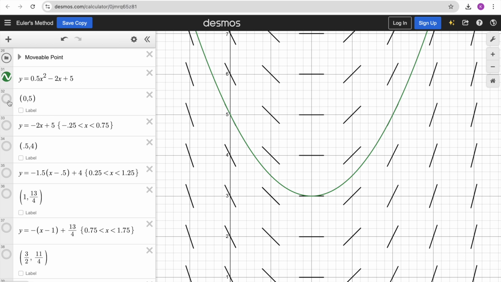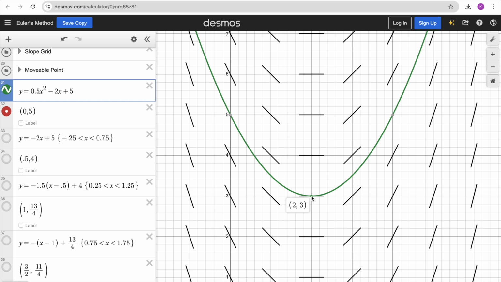We are starting with the point (0, 5), and they want us to approximate y of 2. Now, Euler's method is always in the context of a slope field. So if (0, 5) is on our graph, we can see right here, y of 2 is going to be 3. So this is the point that we want to approximate, but we are assuming that we cannot just get (2, 3) without doing some sort of approximation.